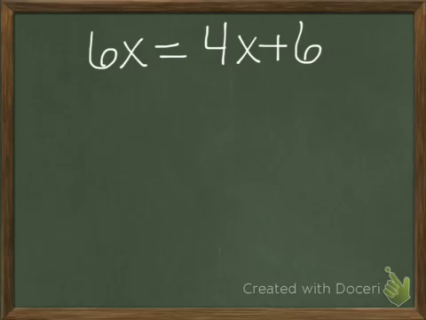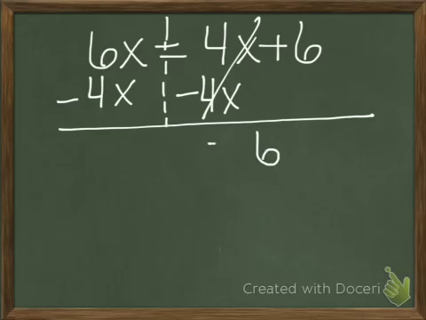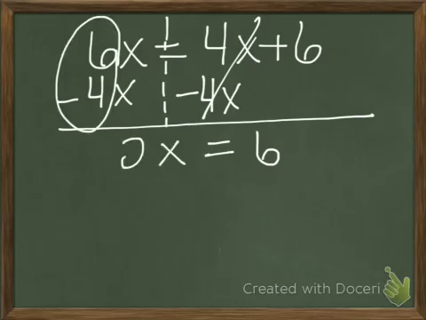So the first thing you want to do is move the 4x over to the side with the 6x. So we're going to start by doing the opposite. It's a positive 4x, so we're going to subtract it over. So you write one under the 4x and one under the 6x. Draw a line underneath. And you cancel out the 4x, and you're left with 6 on the right-hand side. Then the 6x minus the 4x leaves you with 2x on the left-hand side.